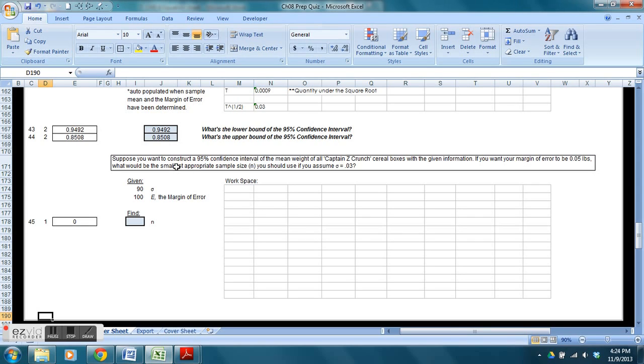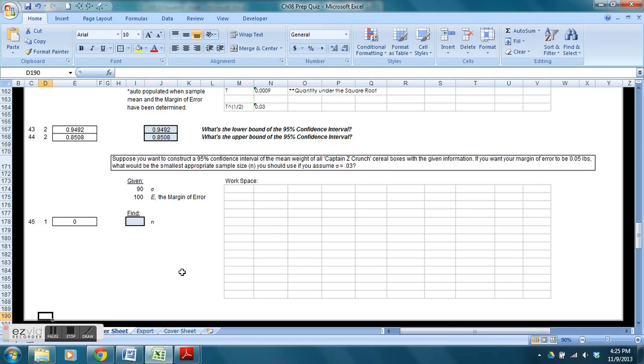Anyways, this is a question where you're finding how many, little n, the number that is appropriate to use in a sample size. We want a 95% confidence interval, and it's going to tell you what you want your margin of error to be. We want our margin of error to be 0.05 labels, and we're going to assume that our population standard deviation is equal to 0.03.